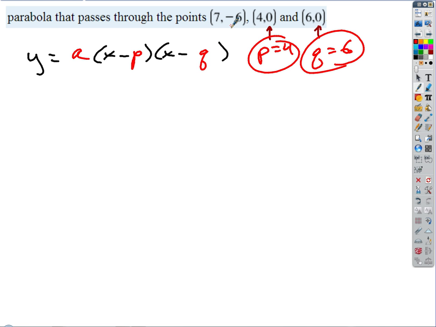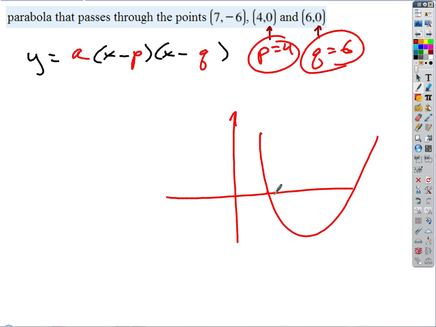What do p and q stand for? P and q are the x-intercepts. So remember when we graph a parabola that's in factored form or intercept form, it always kind of looks like this, and so those are the values of p and q. Remember that? Couldn't you just continue using 4, 0 or 6, 0 and plug that back into the equation? Okay, no, you can't. Here's why. Look what happens if you do.